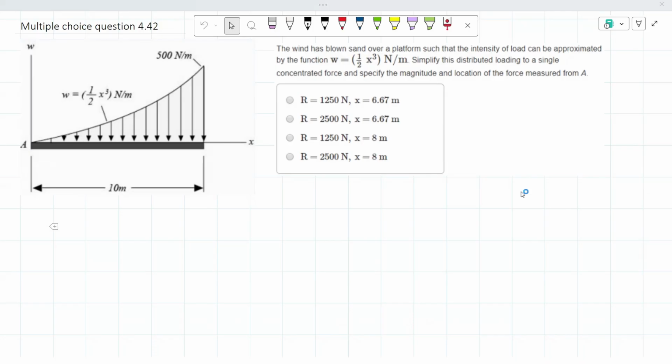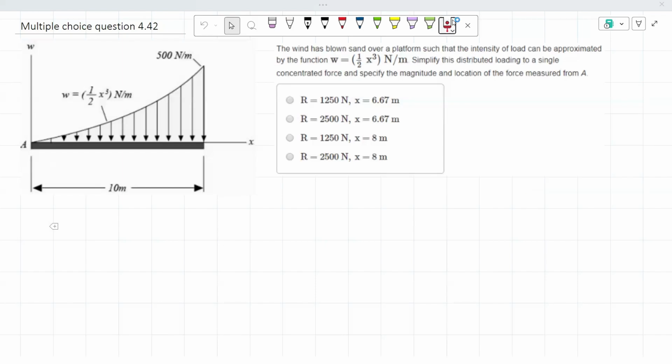This question is saying that the wind has blown sand over a platform such that the intensity of load can be approximated by the function w = 1/2 x^3 newtons per meter. It's asking us to simplify this distributed loading to a single concentrated force and specify the magnitude and location of the force measured from A.